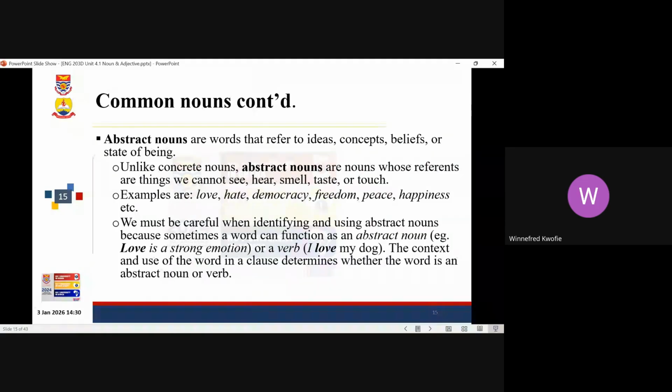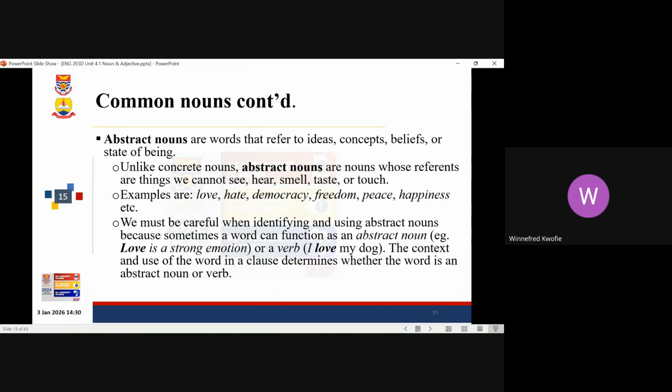If I say, I hate someone, the word hate, we cannot see hate, we can't smell hate, we can't taste hate, we can't touch hate. And so because we cannot perceive hate using any of these 5 senses, hate becomes an abstract noun, that is, a noun that cannot be felt using any of the 5 senses.